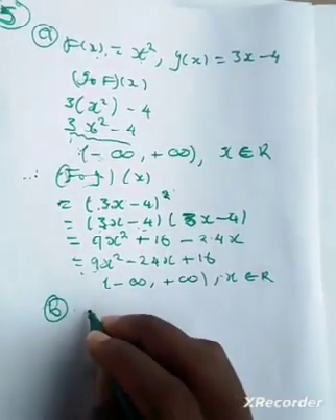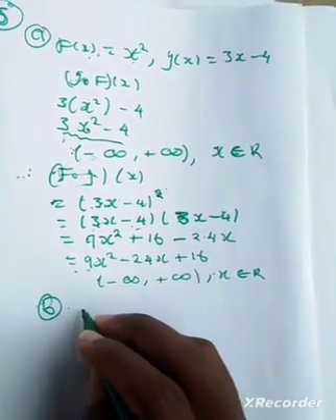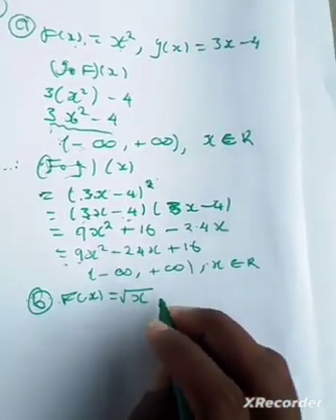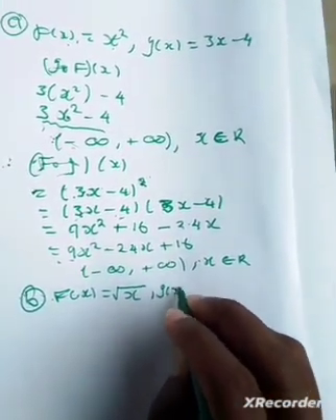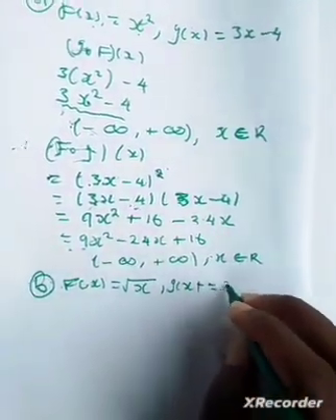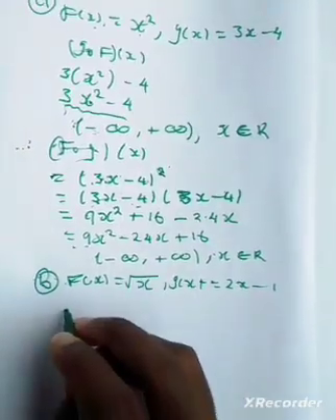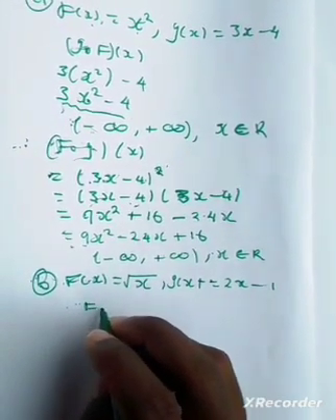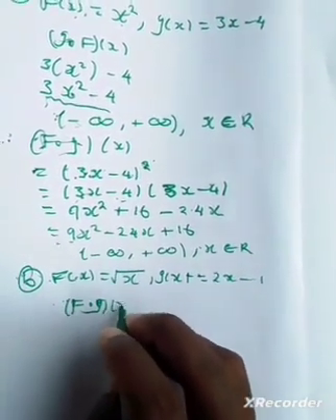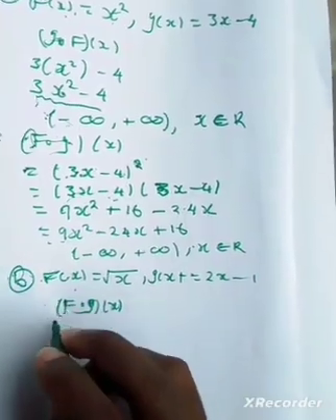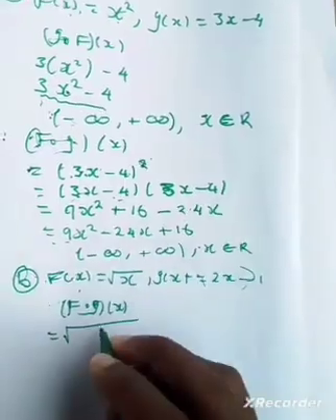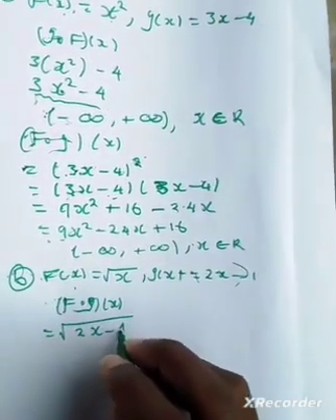So b, they have given you the function f of x, which is square root of x, and g of x has been given to be 2x minus 1, right? So we want you to find f of g. Meaning, get the function f, and where there is x, put this whole function g. So this is f of g.